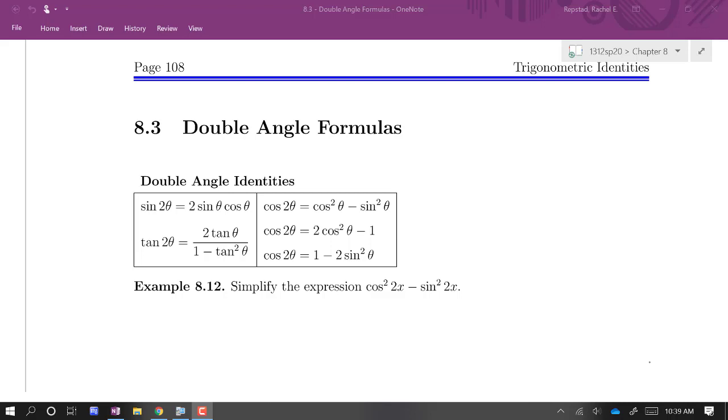All right, now we're looking at double angle formulas. What happens when I double the angle inside a trig function? We have one for sine. Sine 2 theta is 2 times sine theta cosine theta.